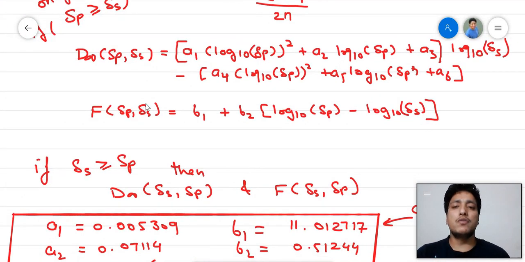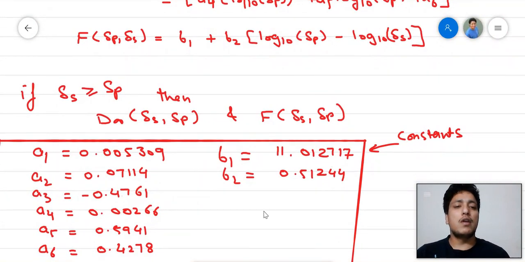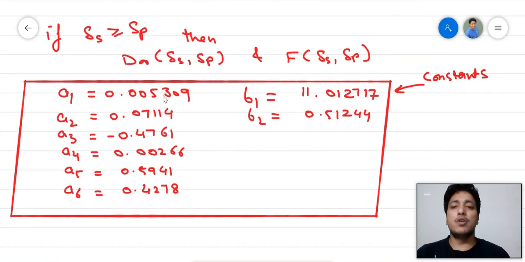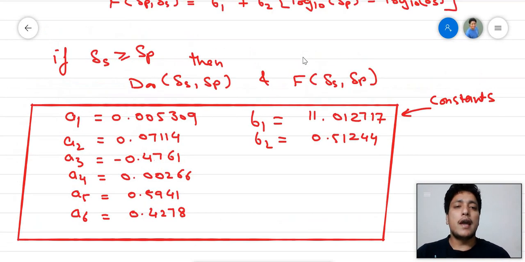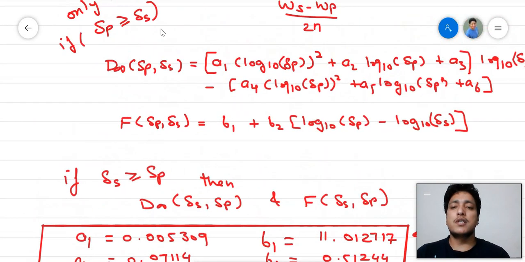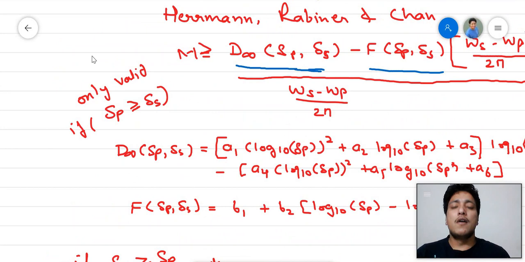Now the important point for these two formulas is the values of A1, A2, A3, A4, A5. Similarly, B1 and B2, these all are constants, given as follows: A1 is 0.005309, A2 is 0.07114, A3 is minus 0.4761, A4 is 0.00266, A5 is 0.5941, A6 is 0.4278, B1 is 11.012717, B2 is 0.51244. These are the constants directly used for implementation of these functions and to realize the order of the filter.